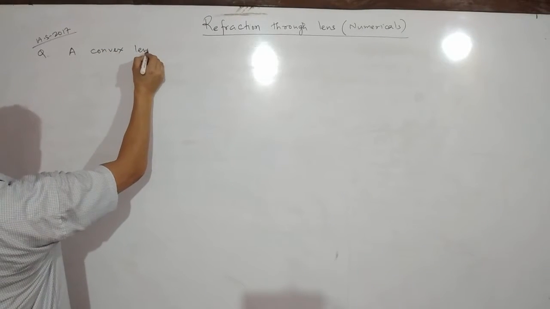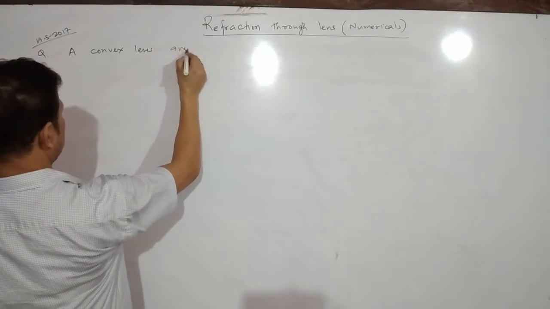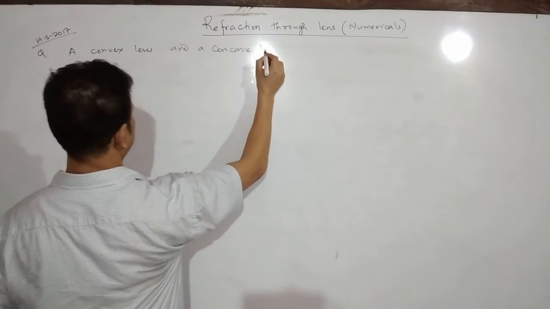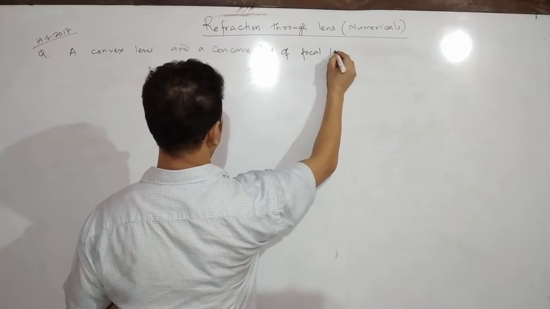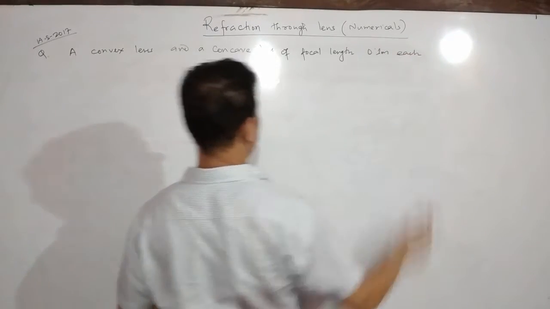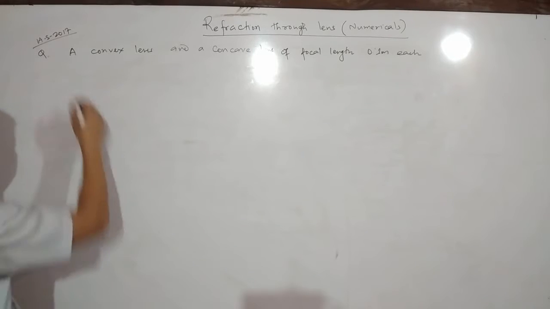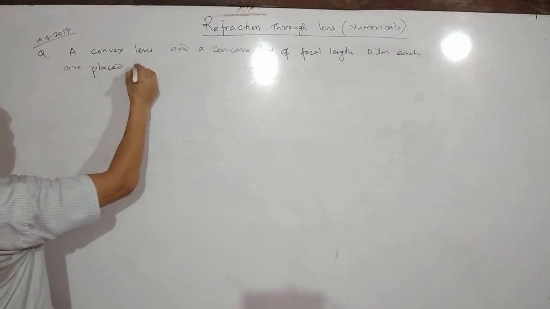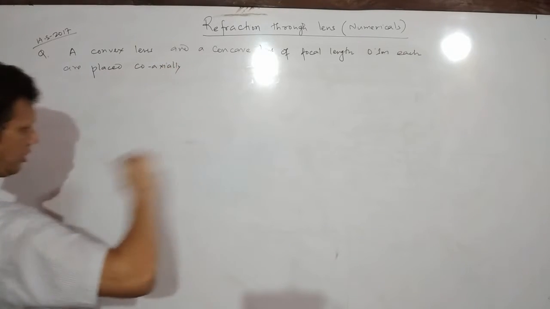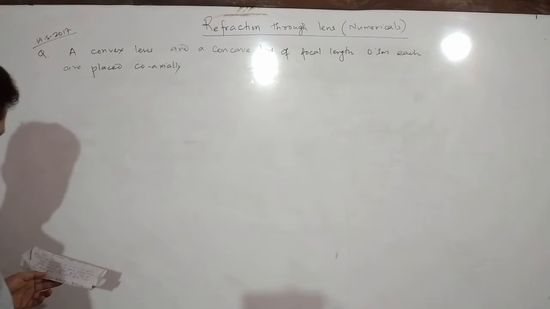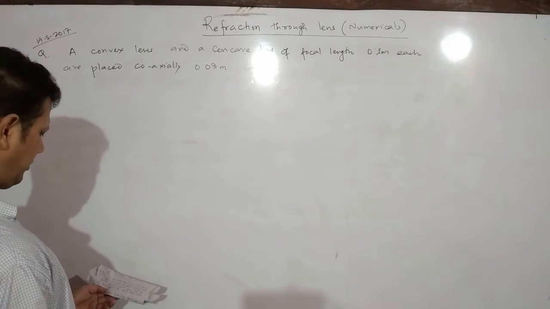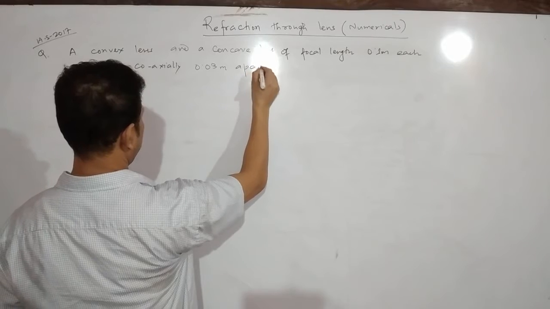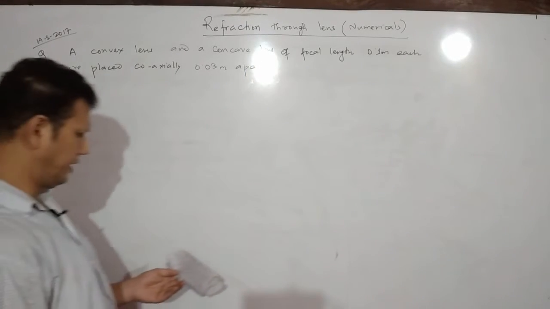and a concave lens, of focal length 0.1 meter each, each having the same focal length of 0.1 meter, are placed coaxially, that is, with the same principal axis for both, 0.03 meter apart. The separation between the lenses is 0.03 meter.